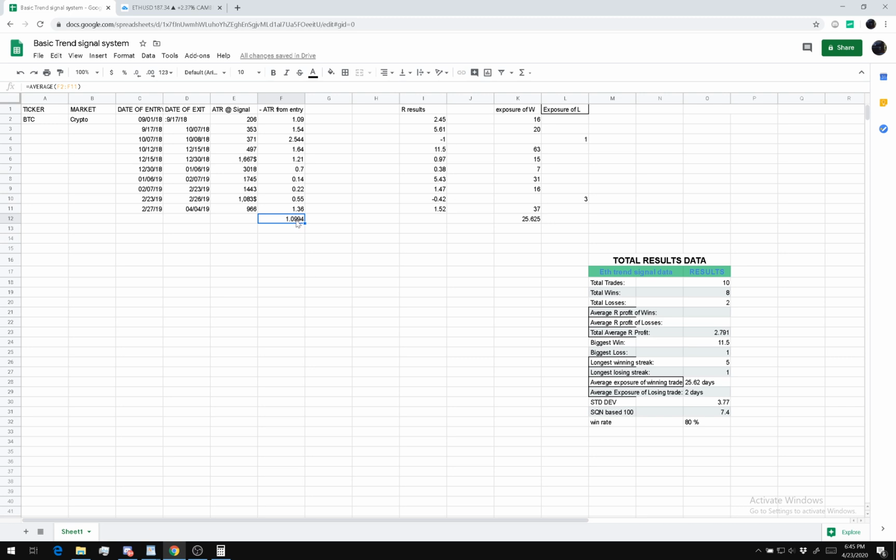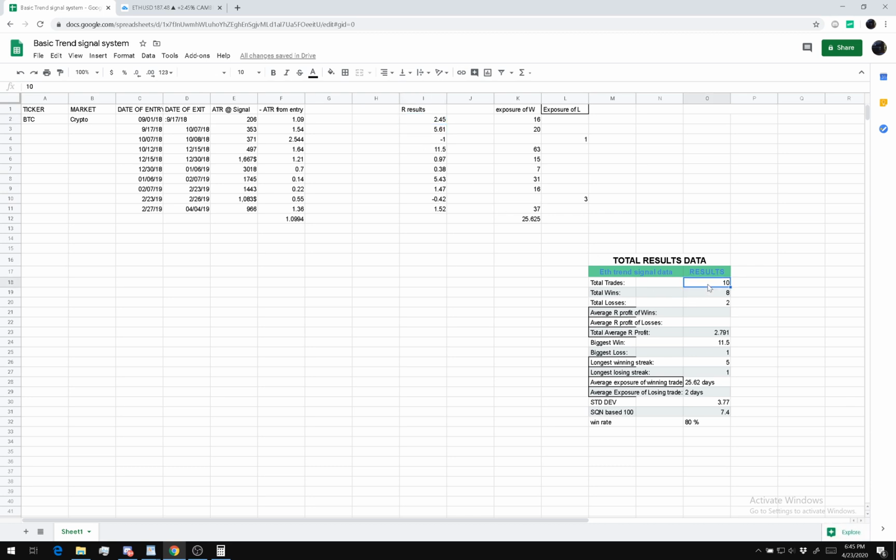So you can use this number to adjust what you're going to do in the future. Maybe your stop is way too far away, or maybe it's way too close, and you want to adjust that. And then I have just my average results based in R multiples. So let's go over to the data set.